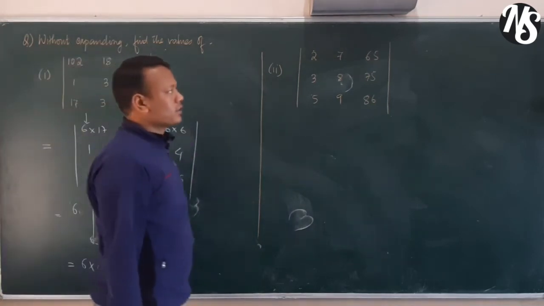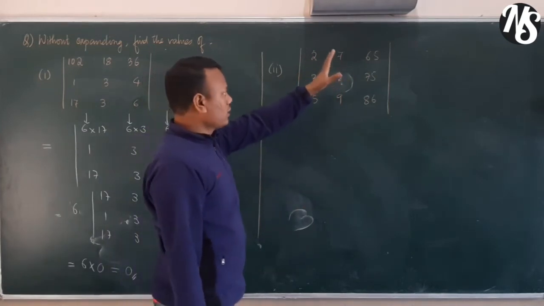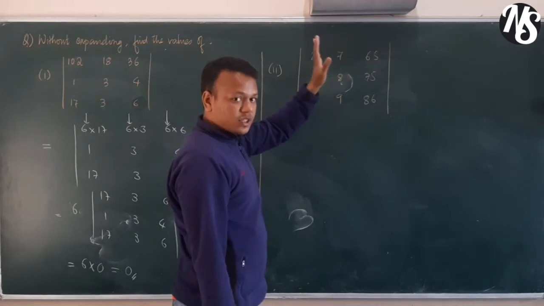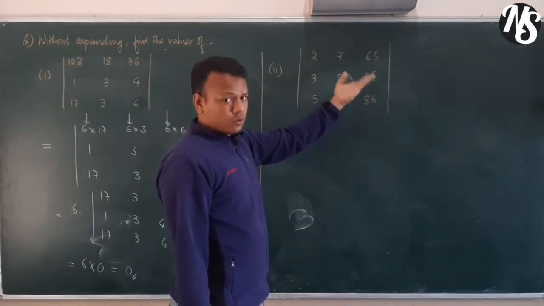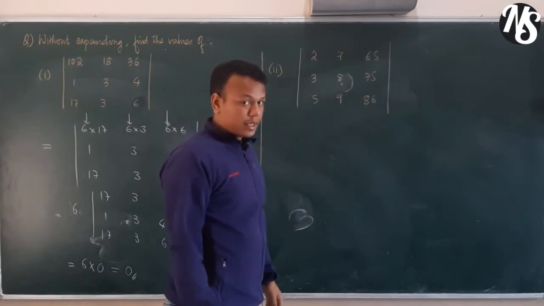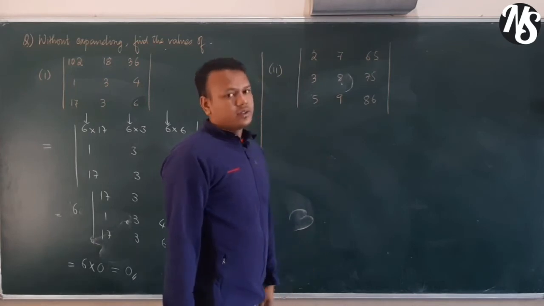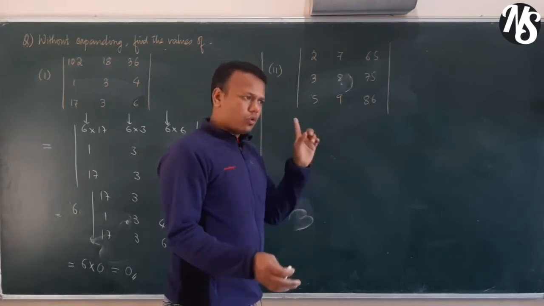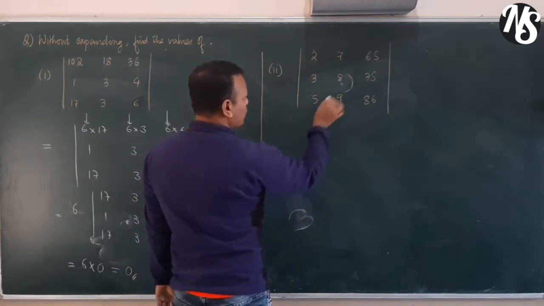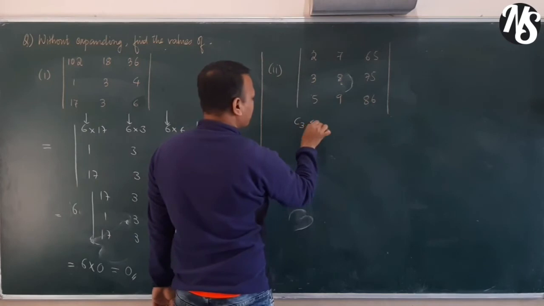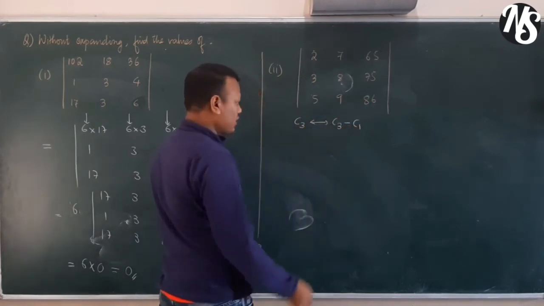Now let's see this case. You try to find the rows or columns which are in proportion, but I am not able to find rows or columns which are proportional. And I told you most of the time the answer is going to be 0. In such a case you can apply a row operation or column operation. So here I will do C3 to be C3 minus C1. Let's see how much we get.